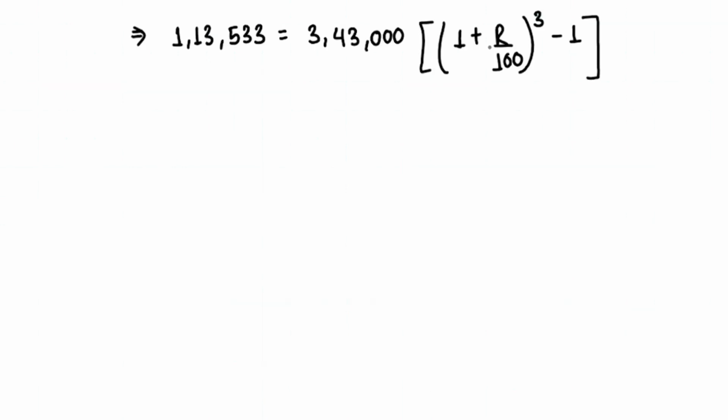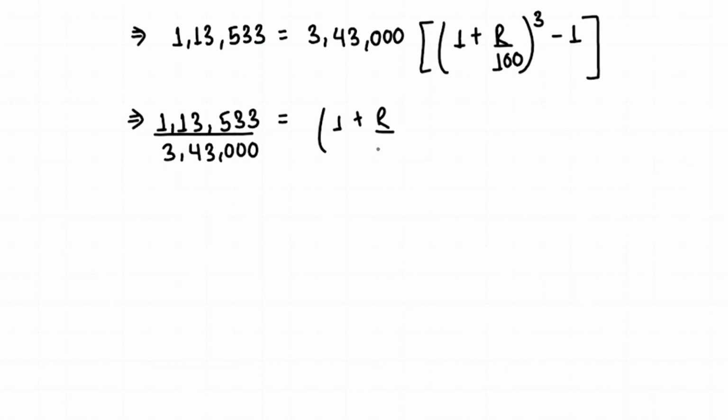Now to find the rate, let's make that R single, right? So first let's just move this 3,43,000 to the left side. So we get 1,13,533. When this 3,43,000 comes to the left side, it becomes divide. So we have divided by 3,43,000 equals to, now we can skip this big bracket. So we have 1 plus R divided by 100, bracket close, power 3 minus 1.